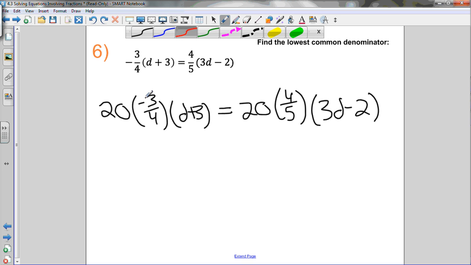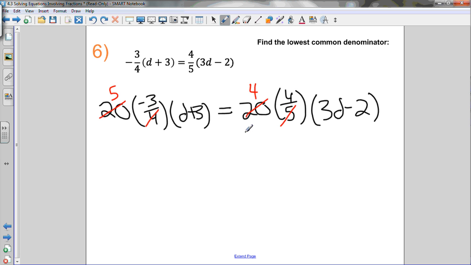So I have a 20 times negative 3 divided by 4. So I have a 20 divided by 4. That simplifies to 5. And on this side of the equation, I have a 20 times 4 over 5. So I have a 20 divided by 5. That simplifies to 4, because 20 divided by 5 is 4. Now our fractions are gone. We can start simplifying and solving our equation for our variable d.